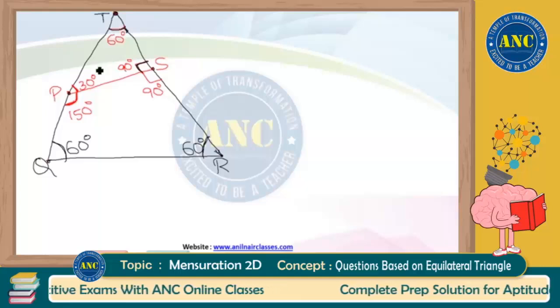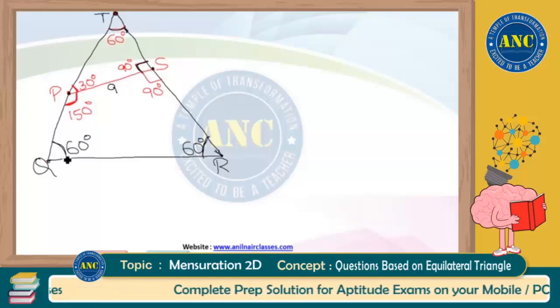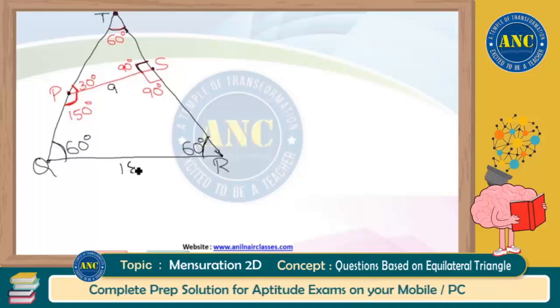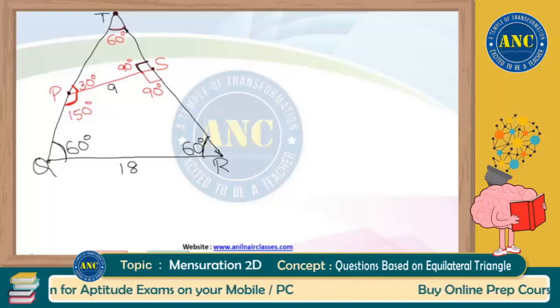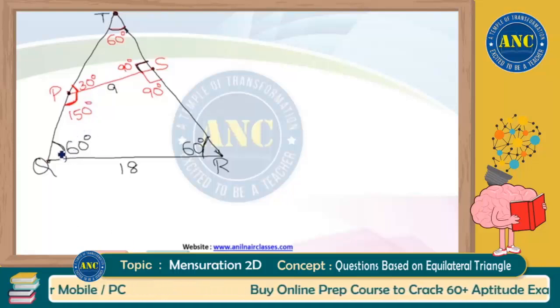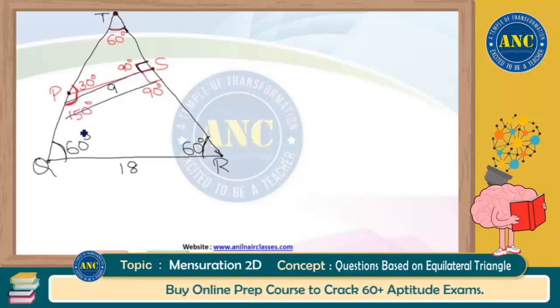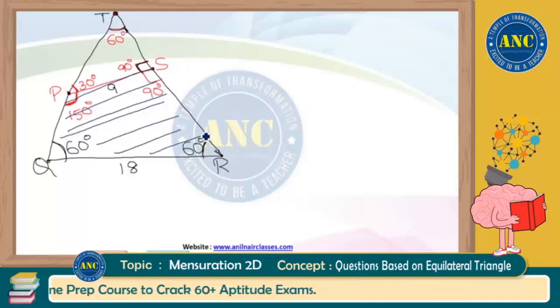It's an equilateral triangle. In the question, side PS is given as 9. Side QR is given as 18. I hope I am making sense for you people. What is it that they are asking you to find? Area of quadrilateral PQRS, rather, right? This shaded portion area they are asking.